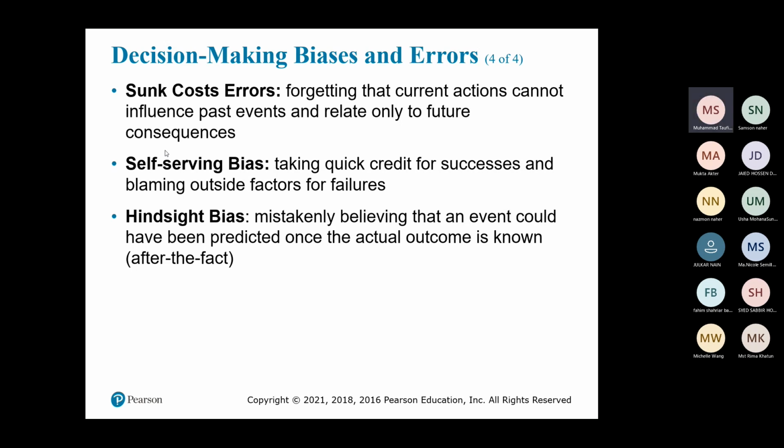And then we have what we call self-serving bias. Self-serving bias is taking quick credit for success and blaming outside factors for failures. Decision makers who are quick to take credit for their successes and blame failure on outside factors exhibit self-serving bias.